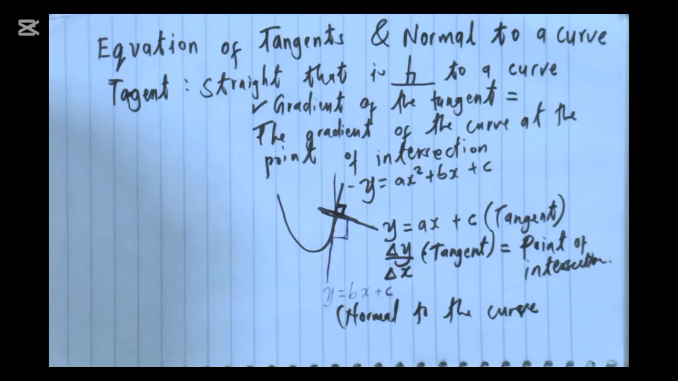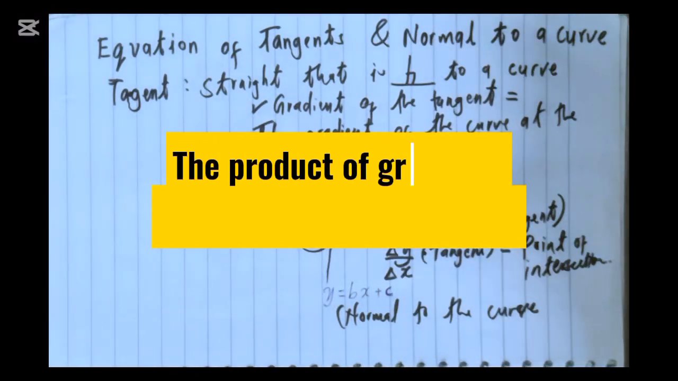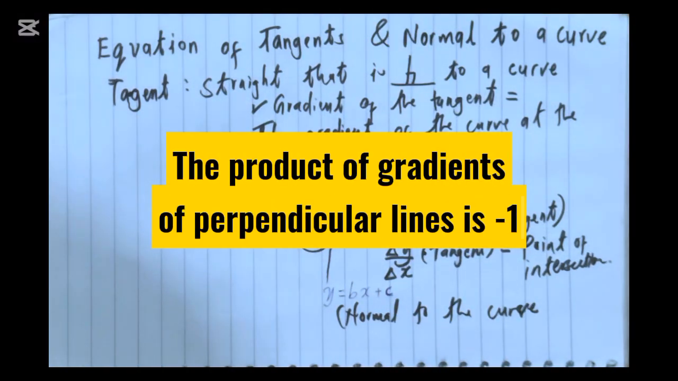So let me make this statement and say that when we study gradient, we realize that when lines are perpendicular to each other, then the product of their gradients is usually equal to negative of its reciprocal.